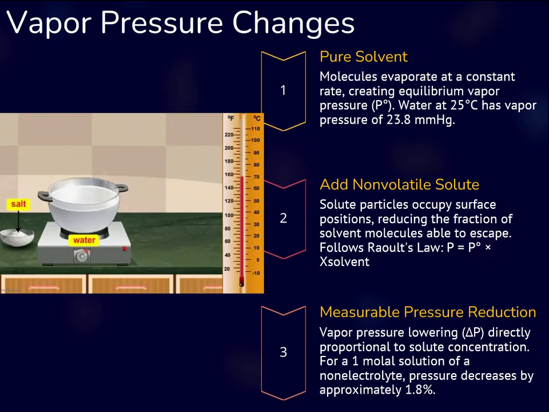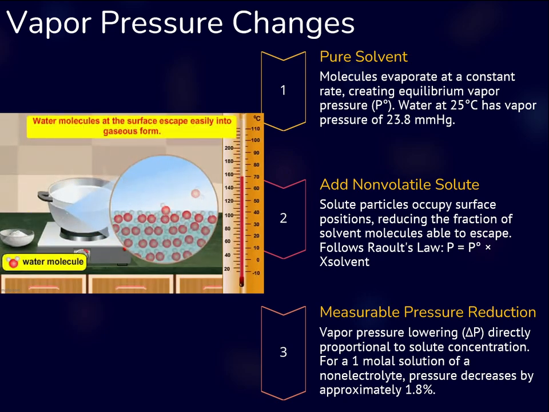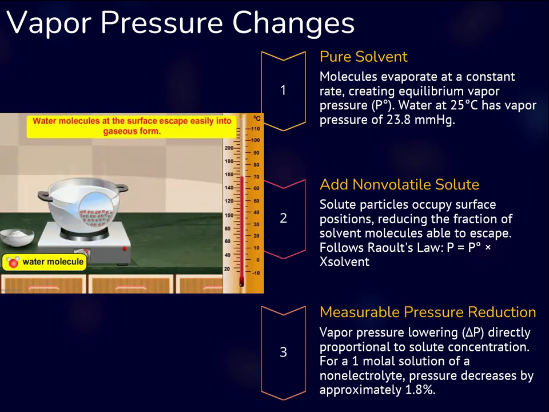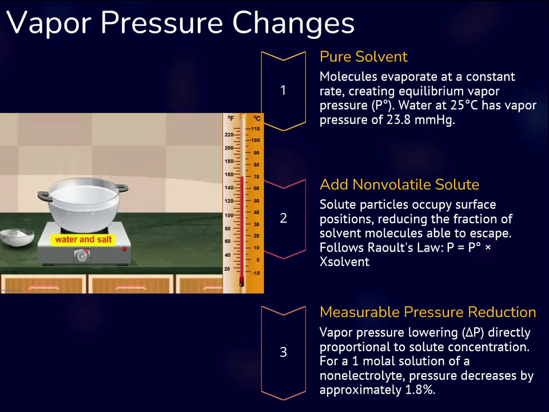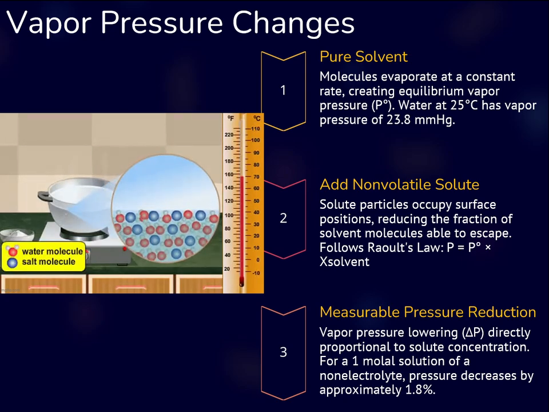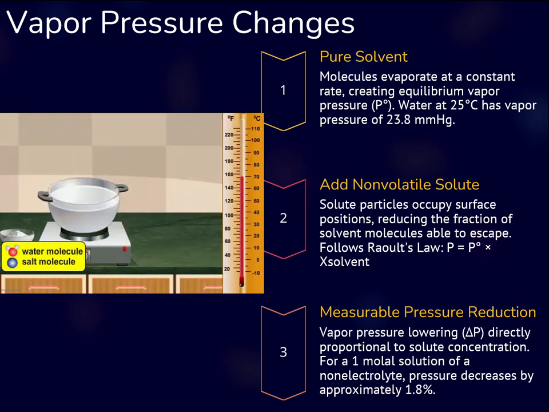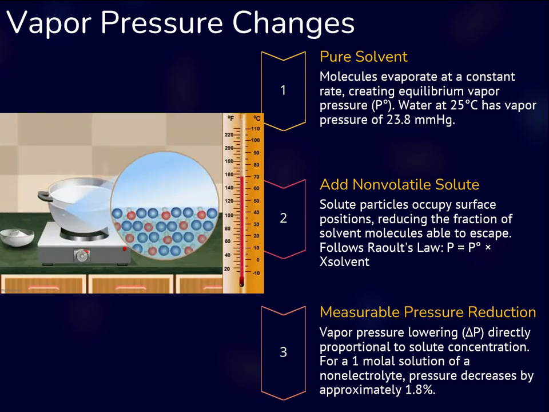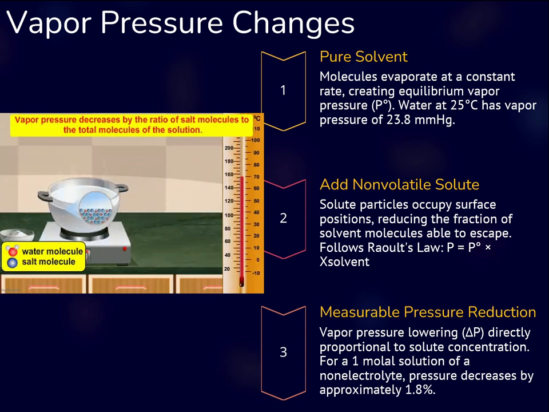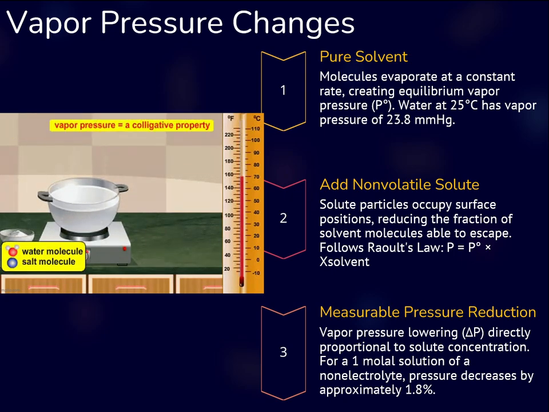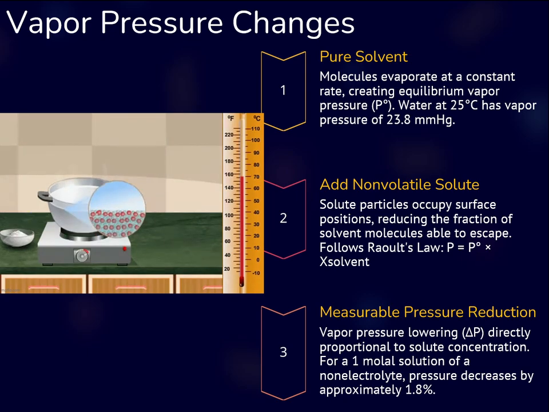So let's begin with vapor pressure lowering. In a pure solvent, like water, molecules at the surface can escape into the air as vapor, creating vapor pressure. But when we add a solute, like salt or sugar, the solute particles break up and take up space at the surface, which reduces the number of solvent molecules that can escape. This is why adding a solute to a solvent lowers the vapor pressure. It's a physical blocking effect.